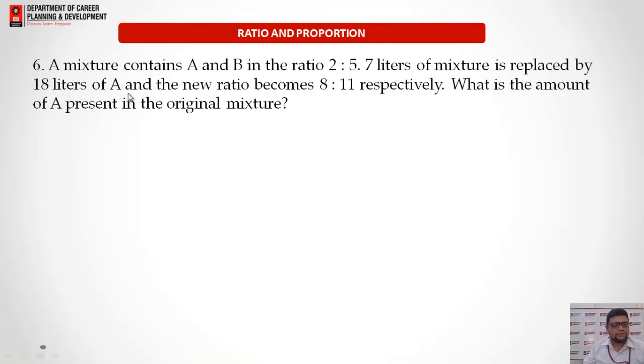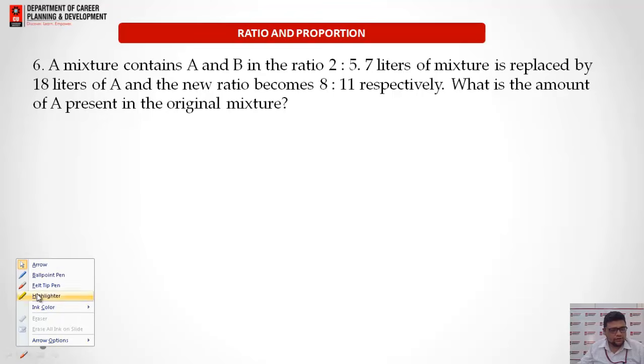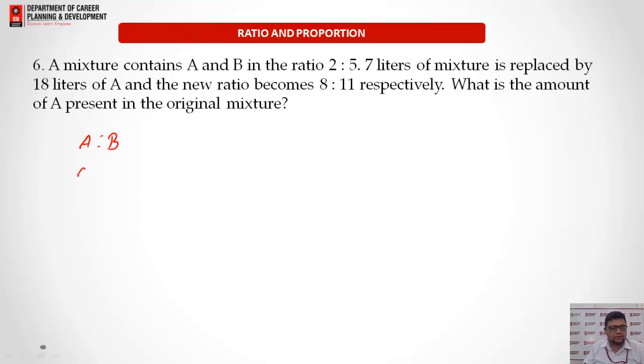Now let us move to the next question. Next question is a mixture of A and B. The mixture of A is to B is given to us in the ratio of 2 is to 5. Now 7 liter of the mixture is replaced with 18 liter of A.